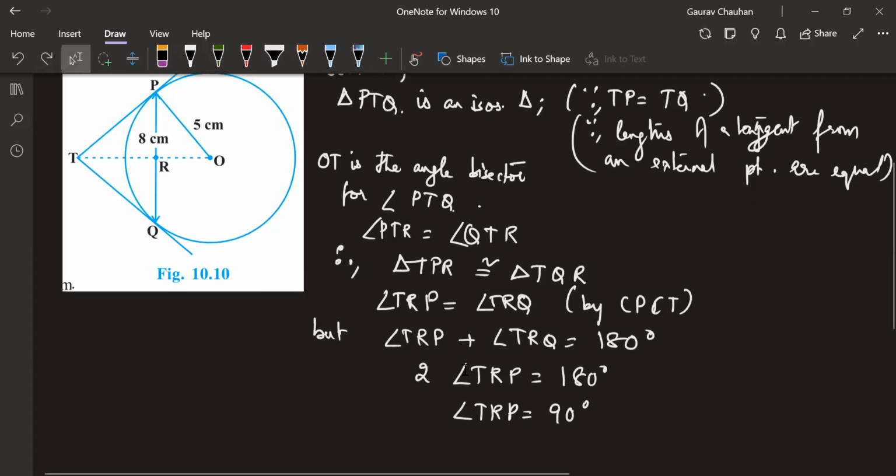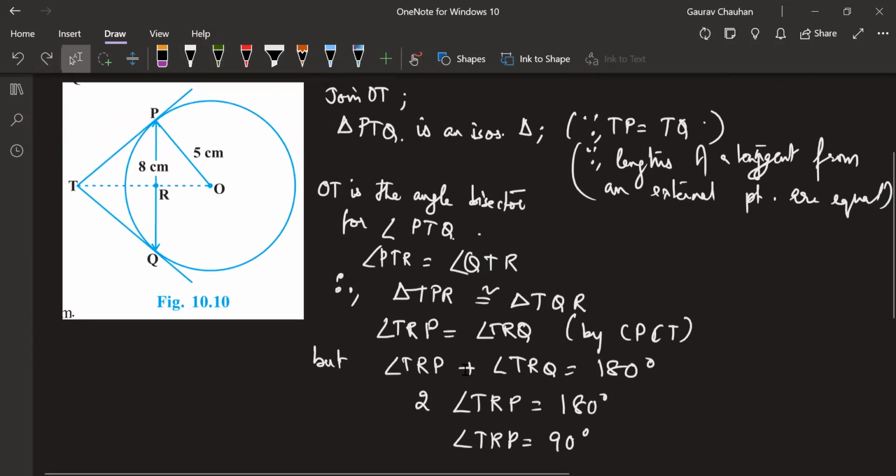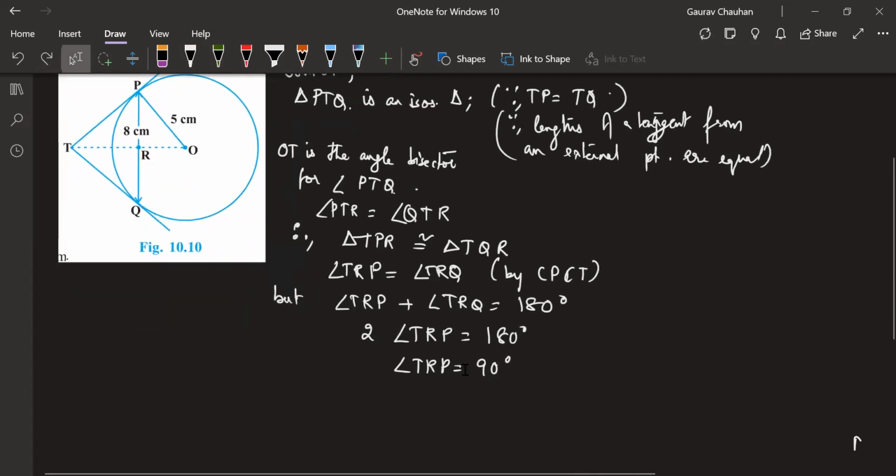Okay. Now angle TRP is 90 degree. Now that gives us two right triangles here. This is triangle ORP as well as triangle PRP.